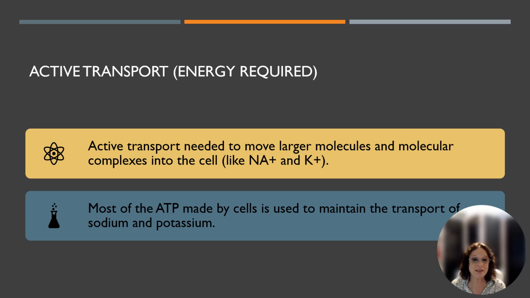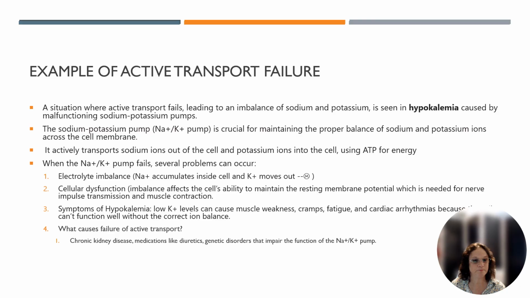Now, most of the ATP that is made by cells is used to maintain that transport of sodium and potassium. That's how important sodium and potassium are. Most of our energy is used to make sure we have that balance just right.